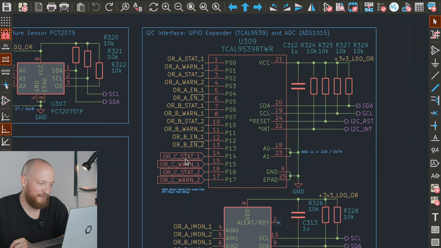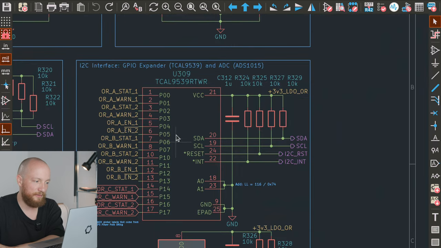Another thing I did here, because four of the pins were actually not being used, is I connected these global flags to them. It's a bit of a hack, but I would like to use them for another O-ring controller in another part of the sheet. So that's how I solve this.